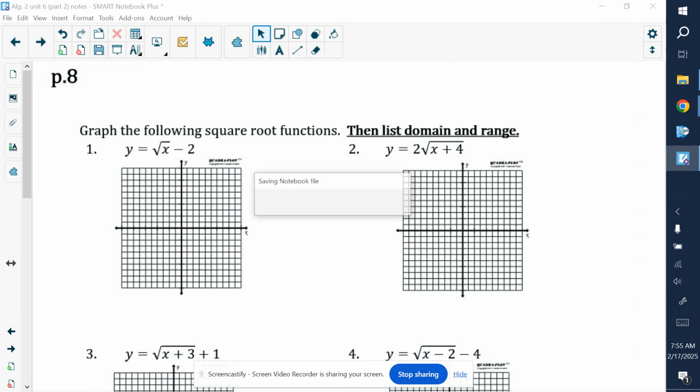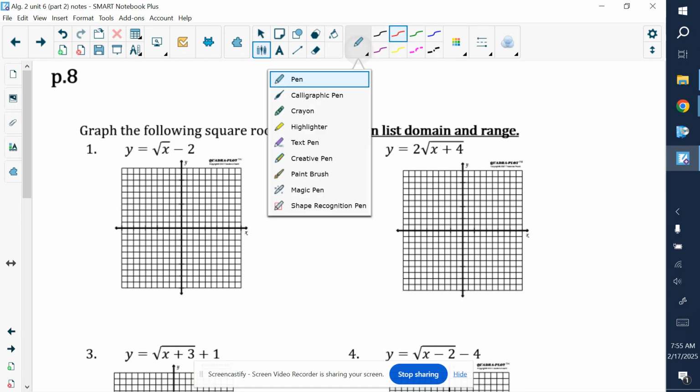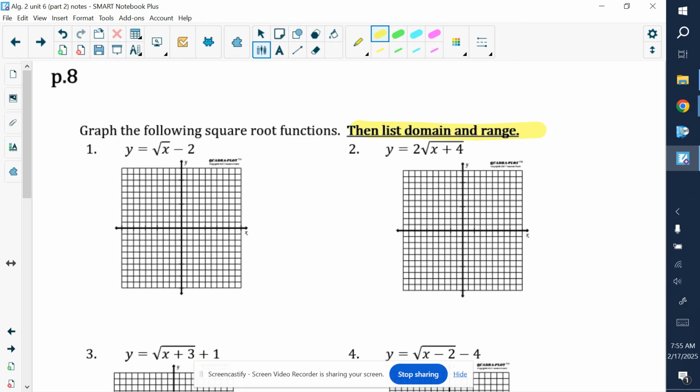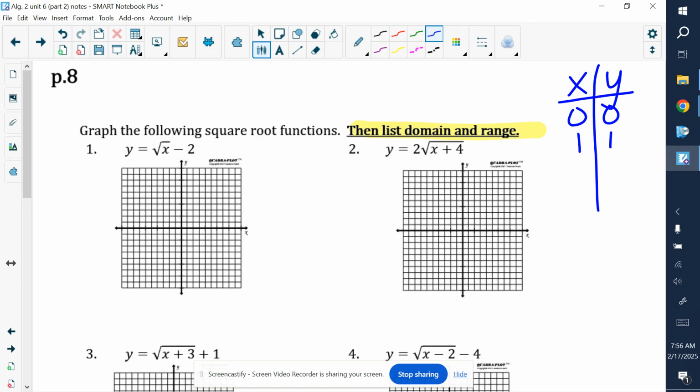My directions say, graph the following square root functions, then list the domain and range. So we don't want to forget to list the domain and range. Hopefully I remember after I do the first one. I've got my square root function there, and then I've got a minus 2 behind it. Each time I'm going to focus on this XY table. I'm just rewriting this from the front page. Square root of 1 is 1. Square root of 4 is 2. Square root of 9 is 3. And these are 10 by 10 grids.